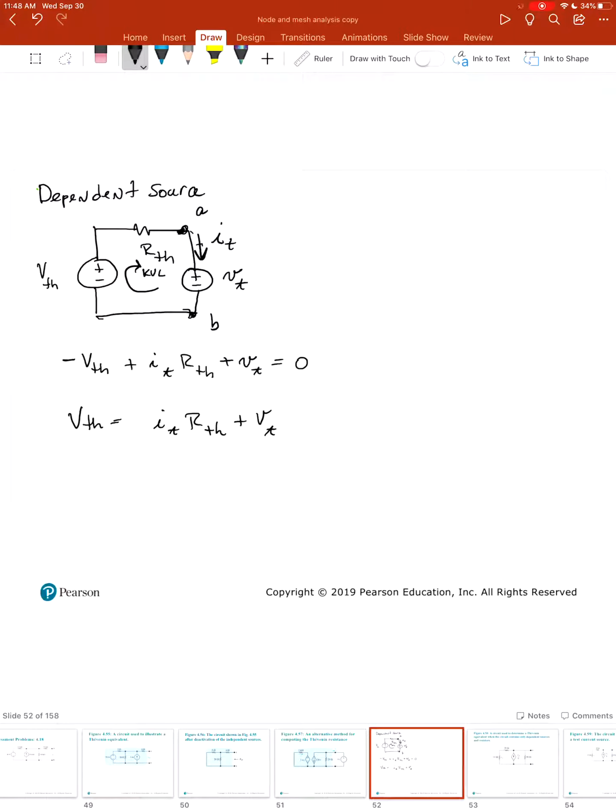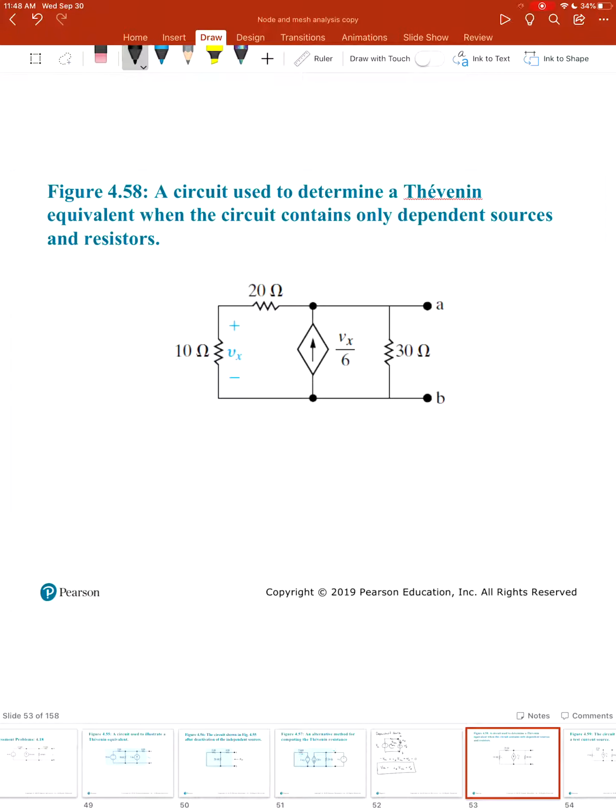Now remember, the whole concept of a Thevenin equivalent circuit is that the circuit will be equivalent no matter what is attached to terminals A and B. The voltage and the current at terminals A and B will have to be the same for the Thevenin equivalent as well as for our circuit that we're trying to find the Thevenin for. So I want you to keep this equation in mind. We'll come back to it.